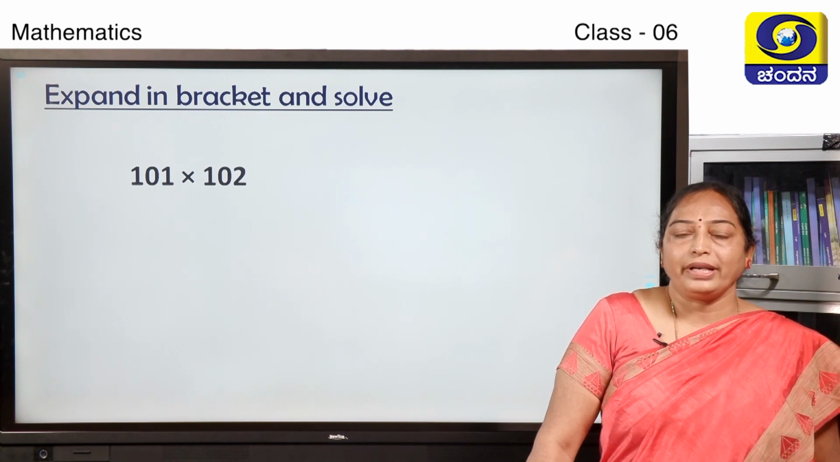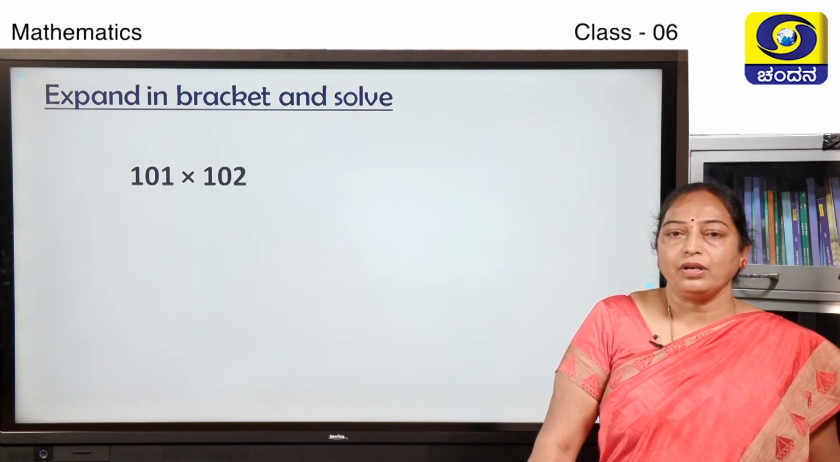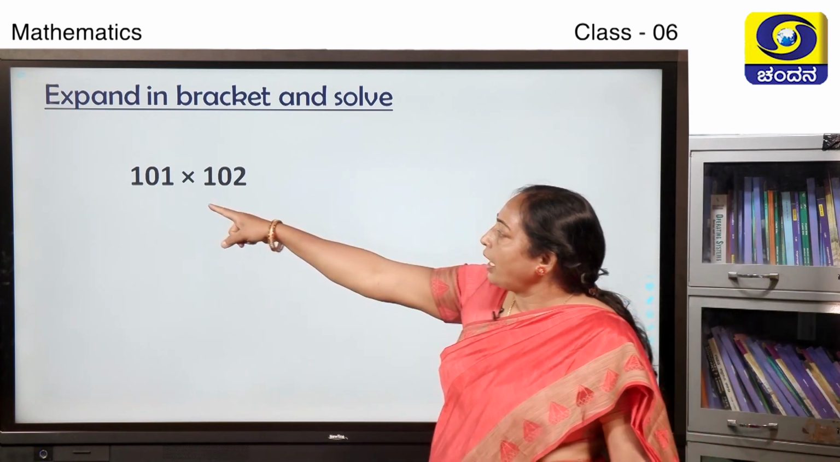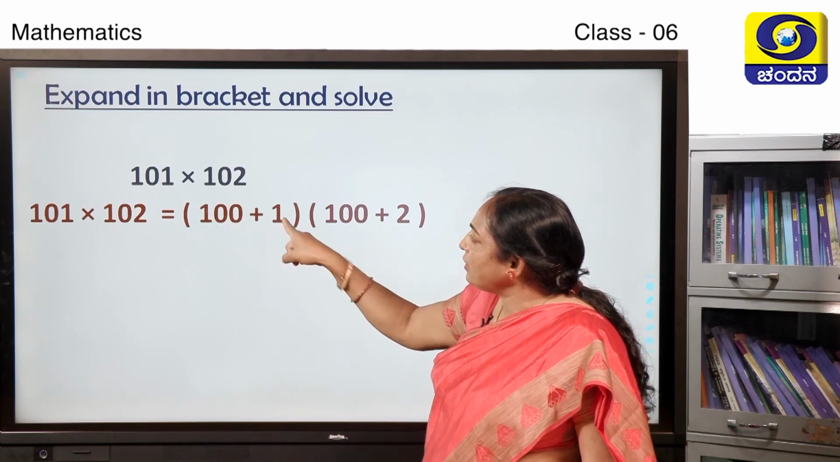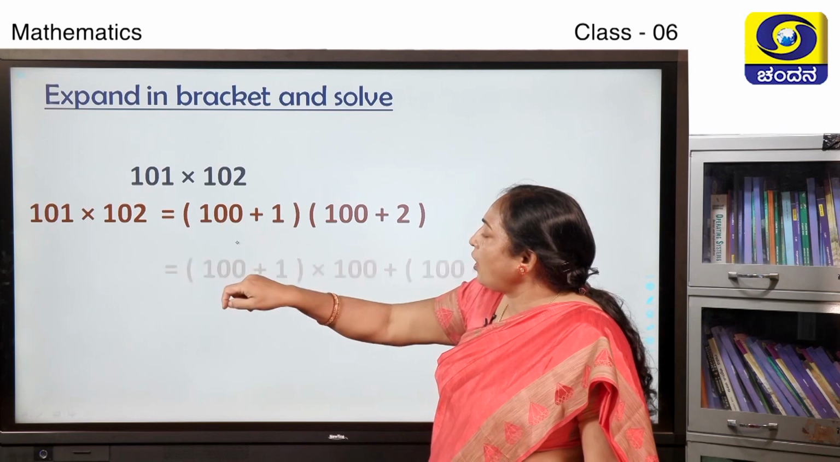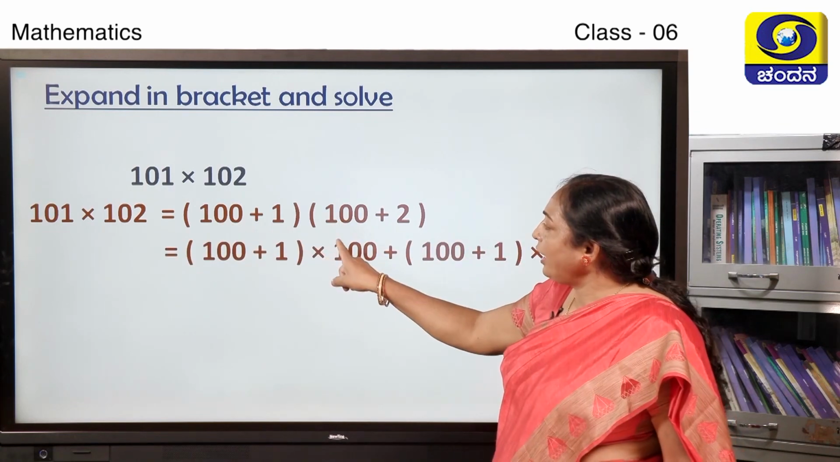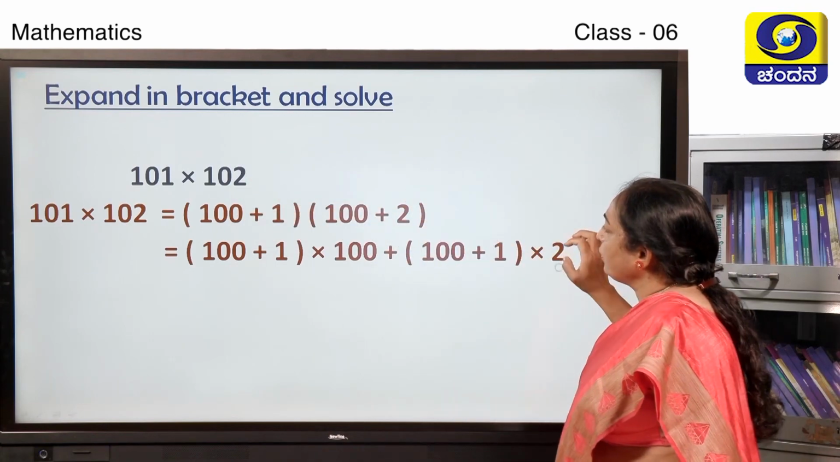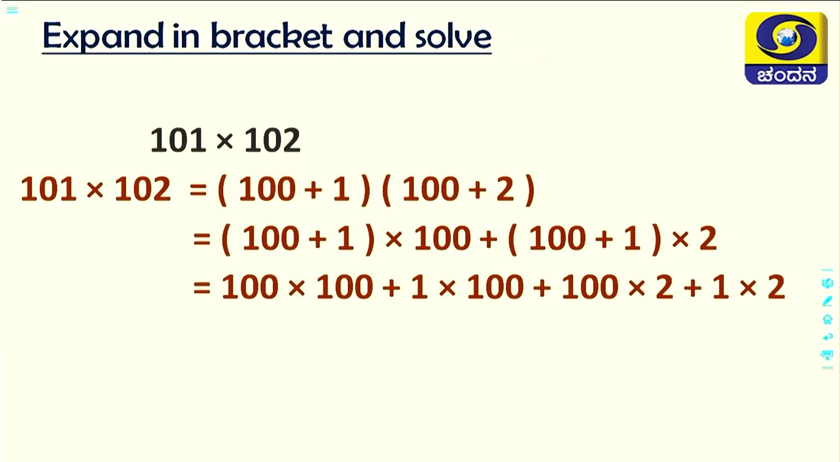We take one more example, 101 into 102. Both are nearest to 100, that is why 101 can be written as 100 plus 1, 102 can be written as 100 plus 2. Next, how do we multiply this? (100 plus 1) into (100 plus 2). 100 into 100 plus 1 into 100 plus 100 into 2 plus 1 into 2. Like this way, we will get the answer.